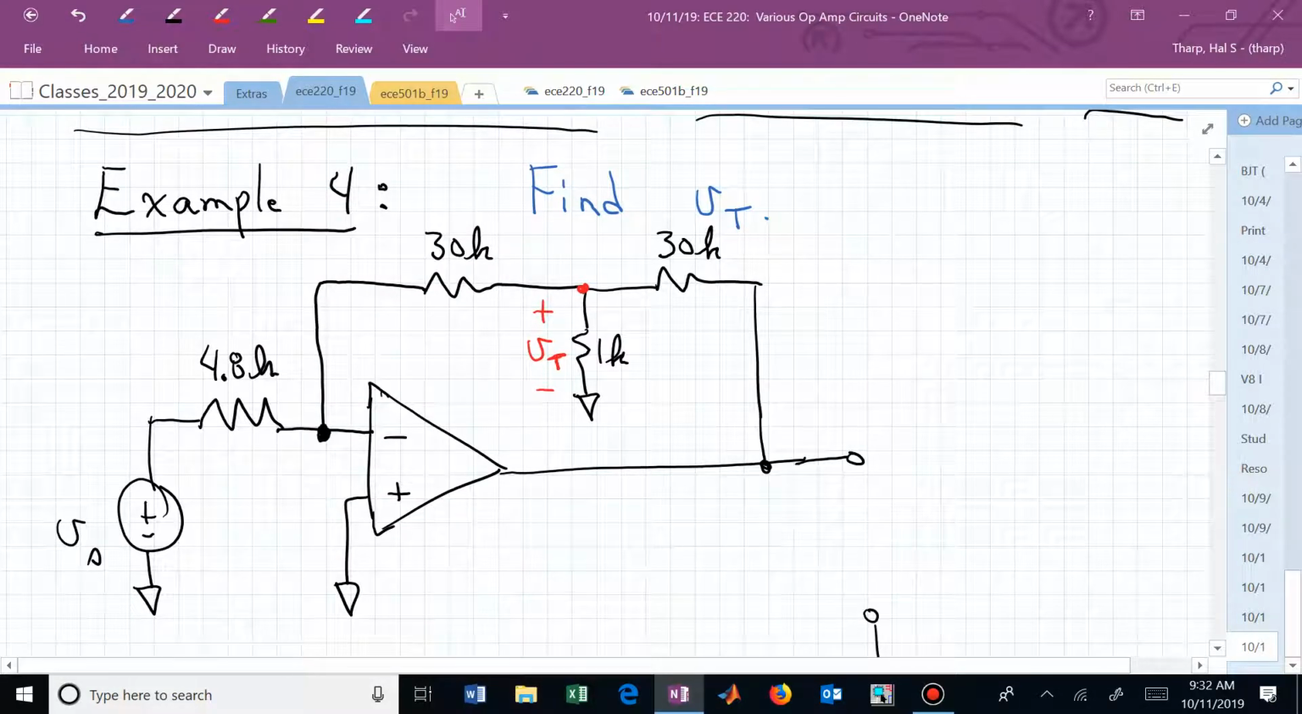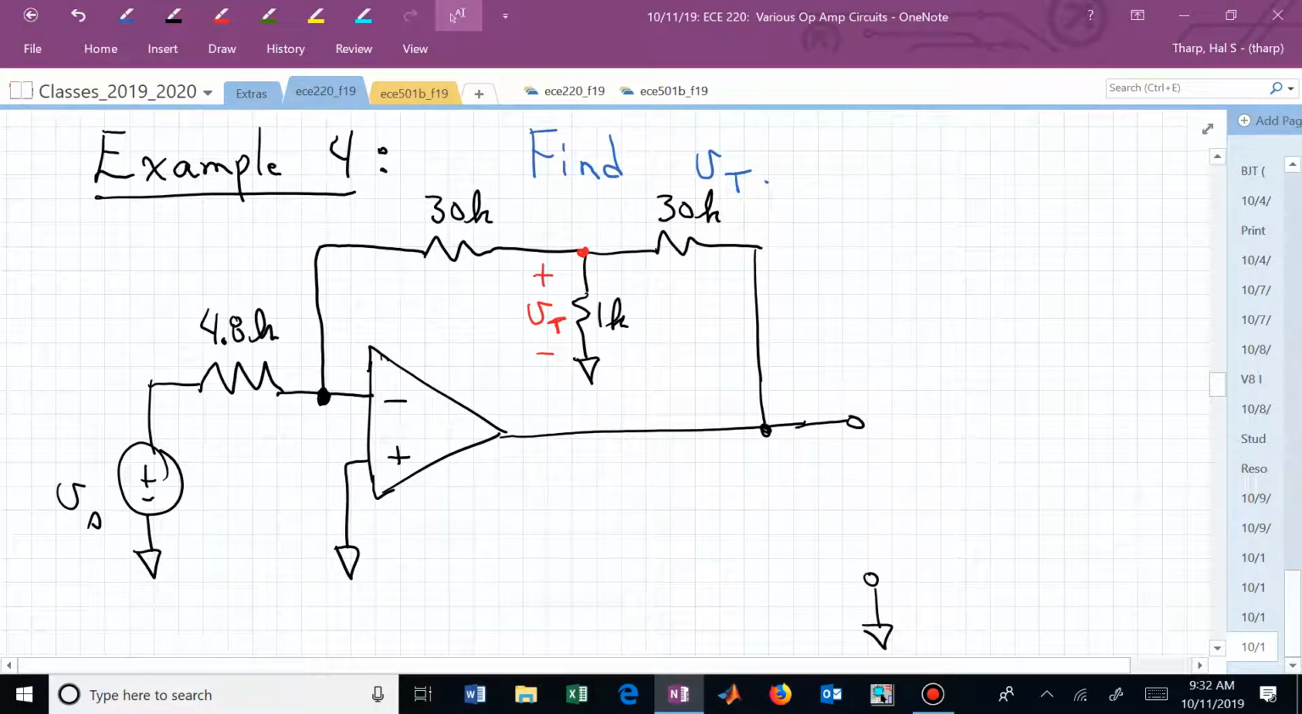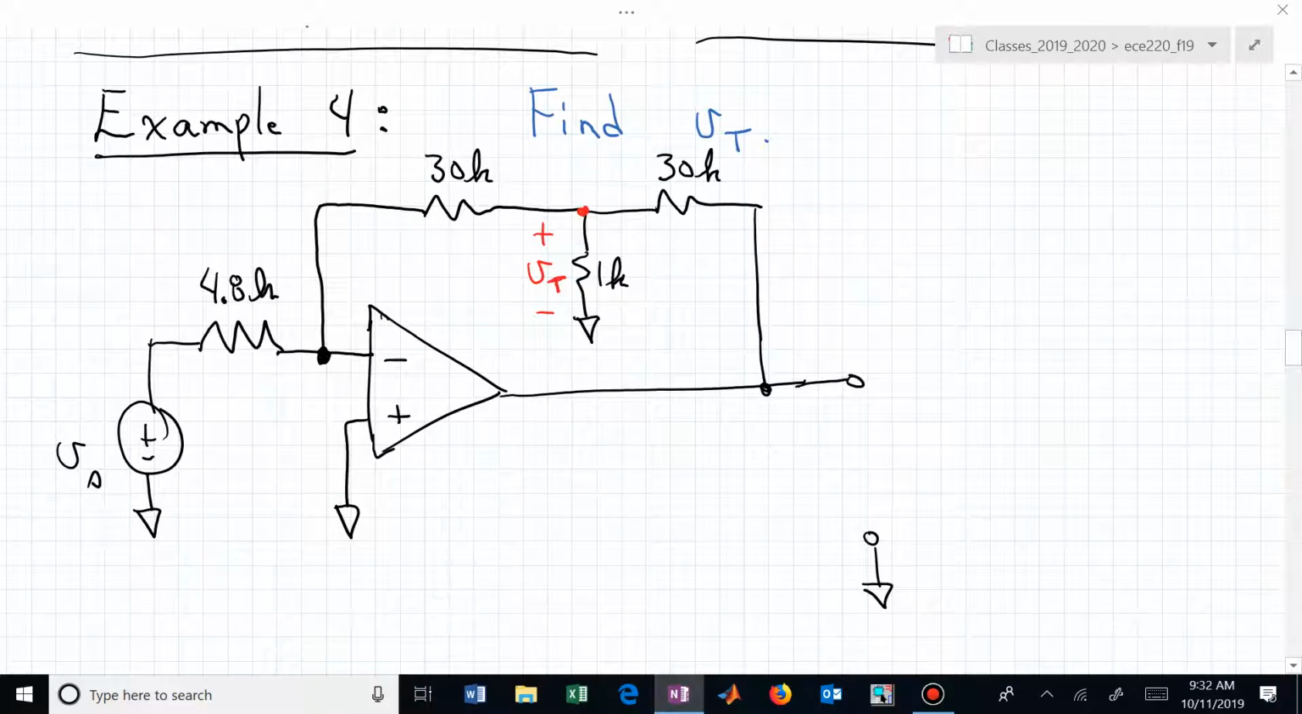Example 4. Find V sub t. And V sub t is now across a resistor that's somewhere in this circuit. If the resistor with which V sub t is being measured was removed, would you feel a little bit more comfortable with this circuit? Yeah, then it would be our traditional inverting op amp configuration. Now we've put a little bit of a wrinkle on that, and we now need to find V sub t.